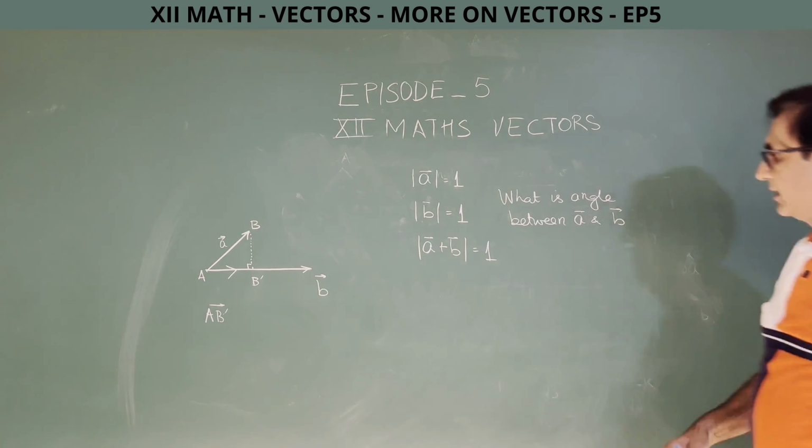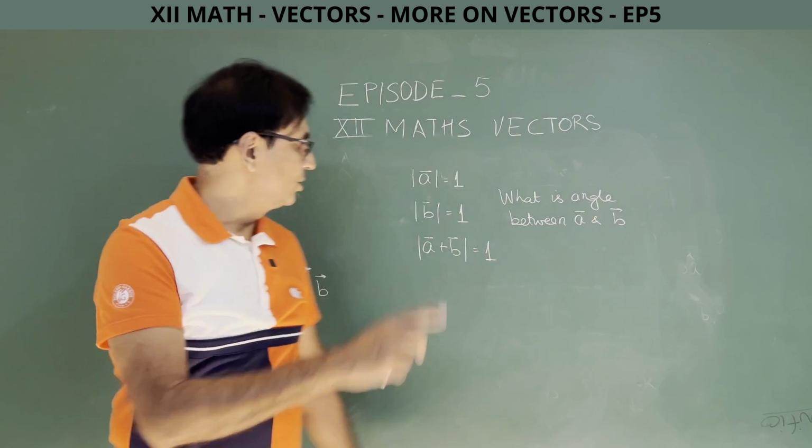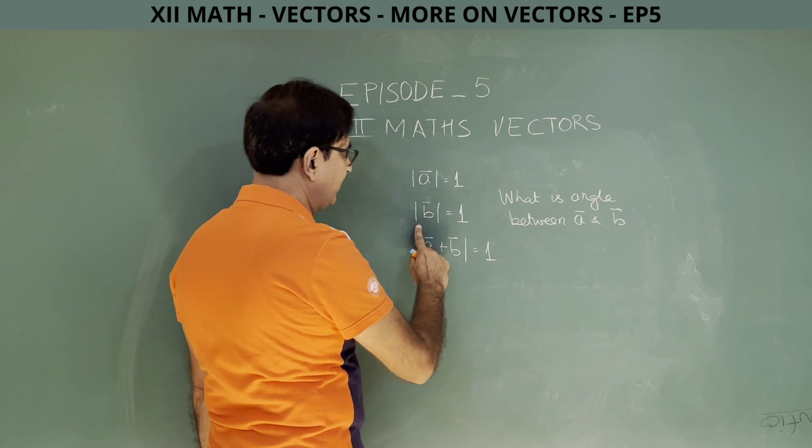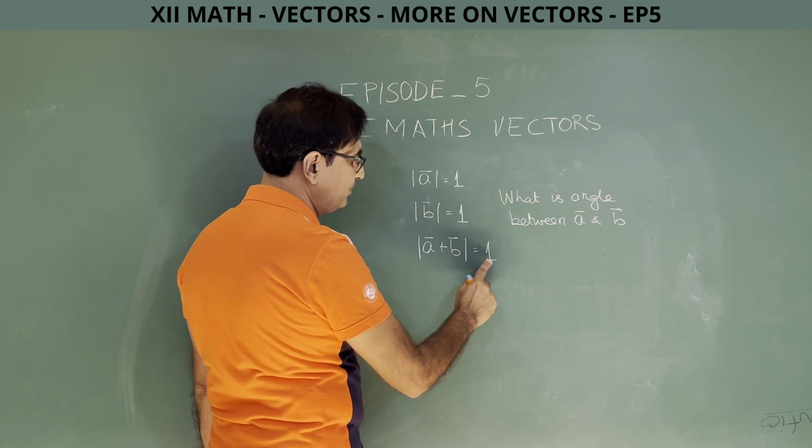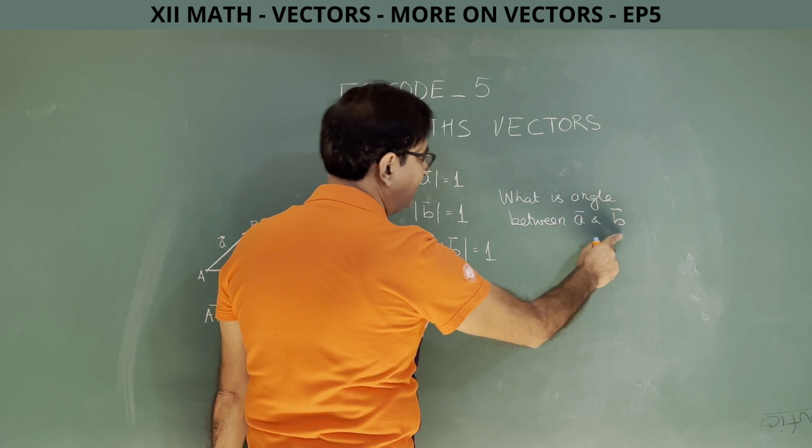Sorry students, I had an urgent call to attend. So the magnitude of vector A is 1, the magnitude of vector B is 1, the magnitude of vector A plus B is 1. You have to find the angle between the two vectors.